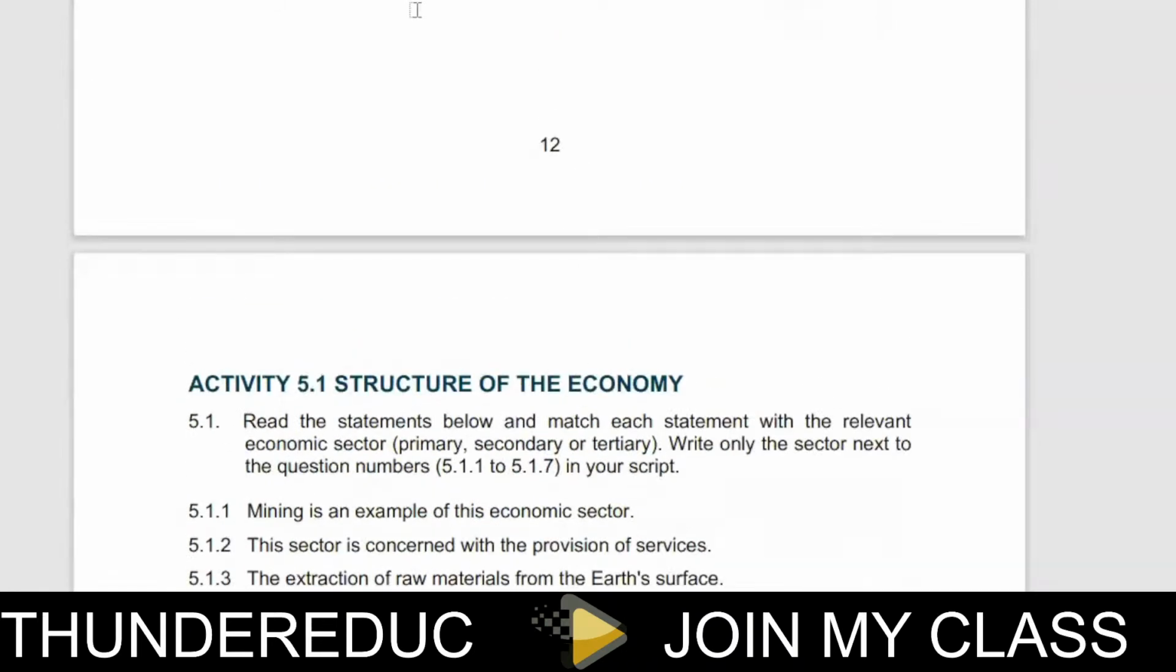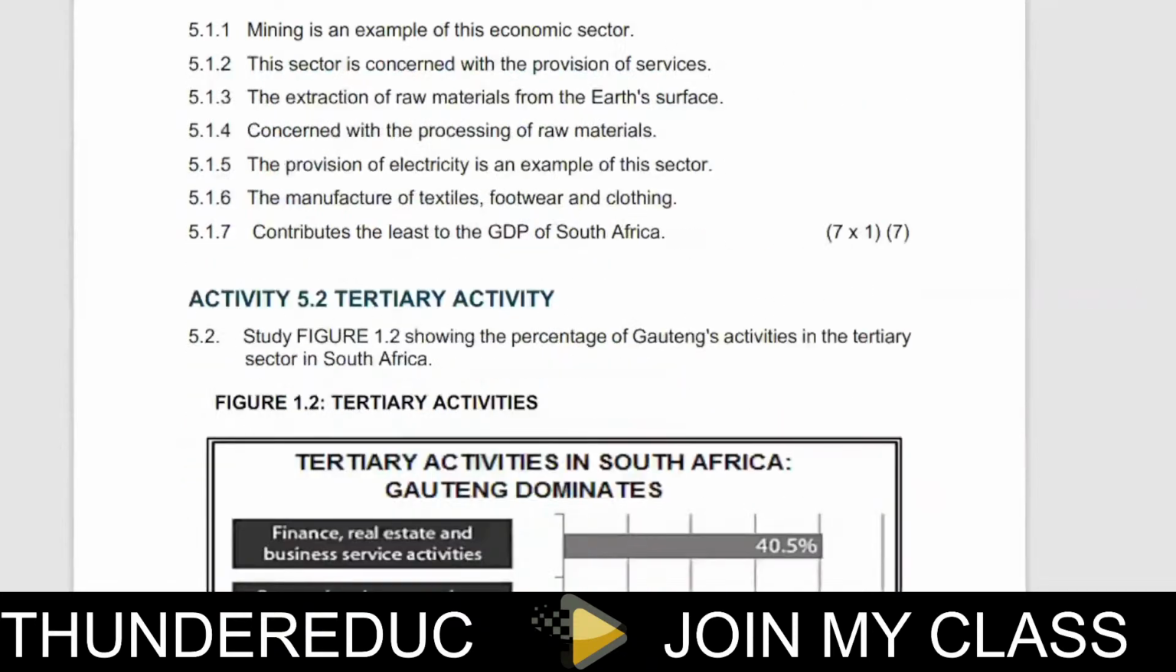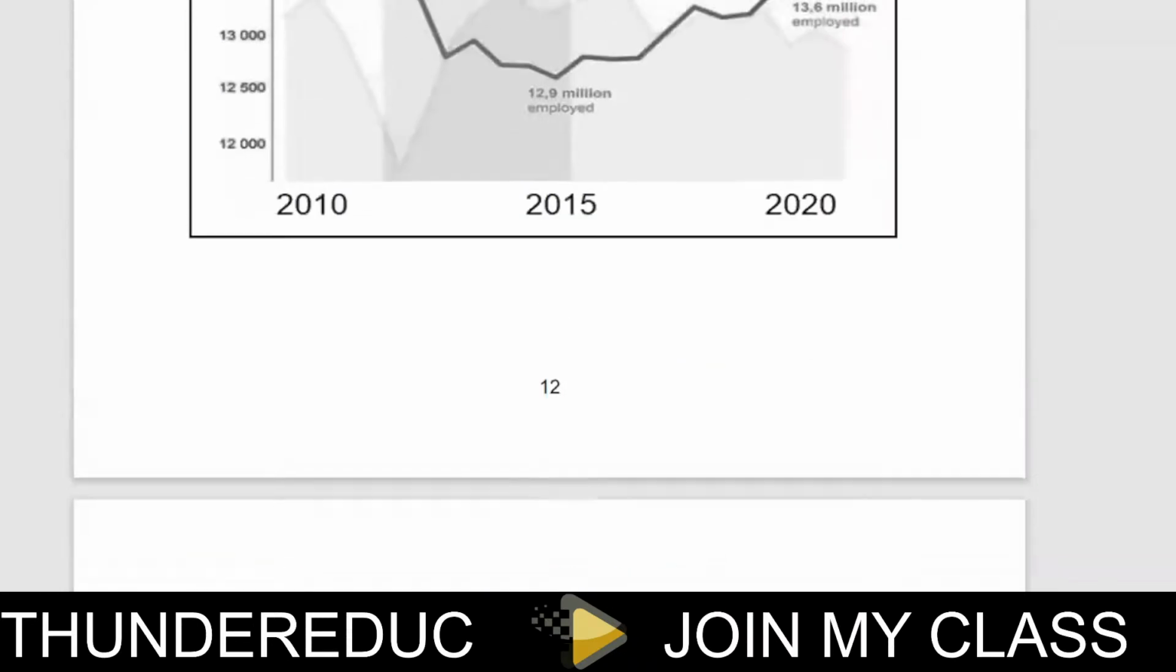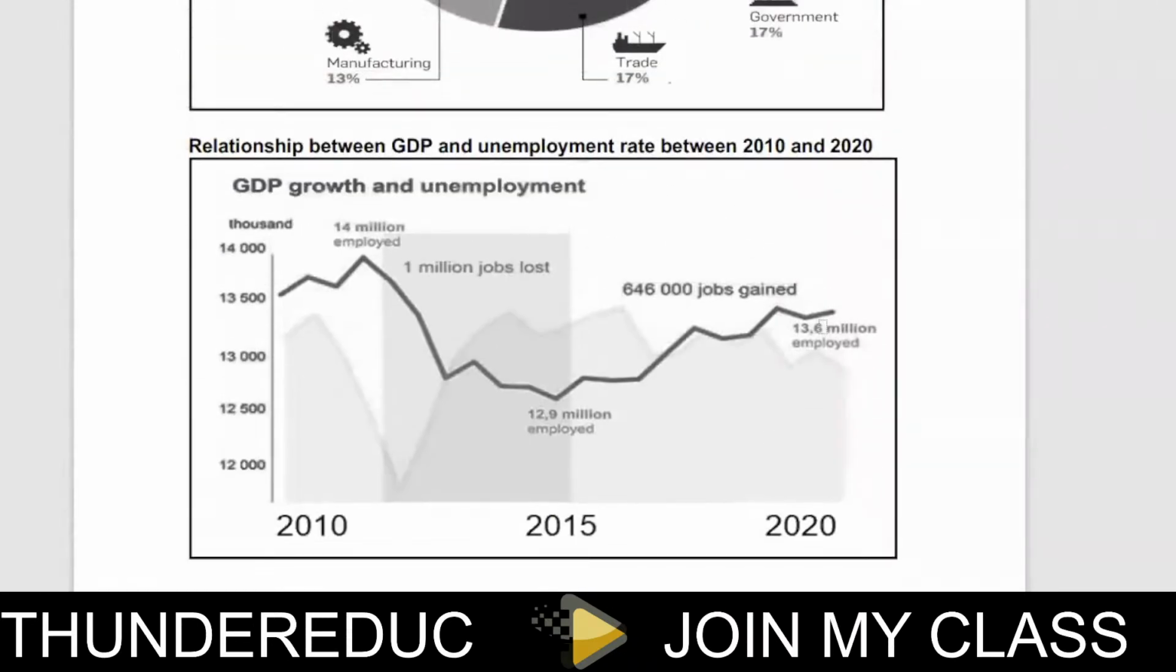Besides that, we look at another graph here. We need to analyze another graph that we have here. The graph that we have here is showing the relationship between GDP and unemployment rate between 2010 and 2020.